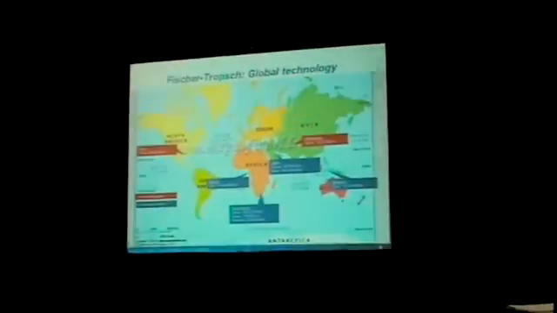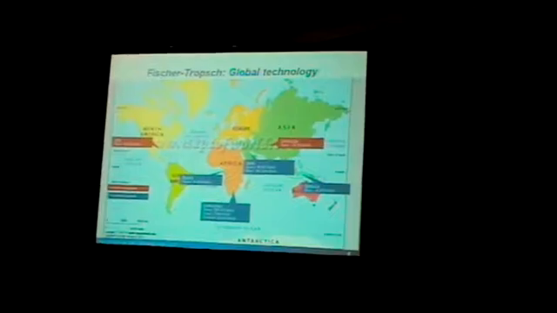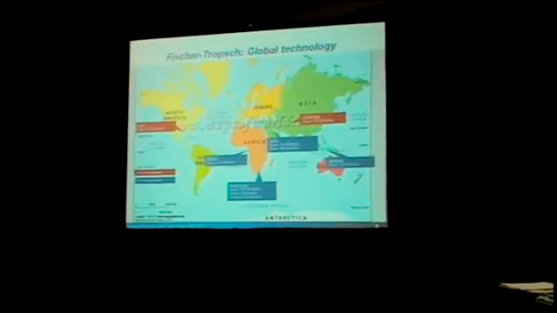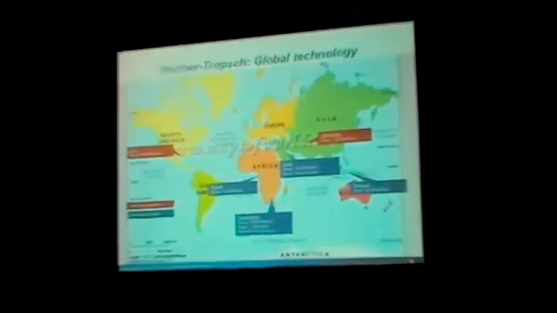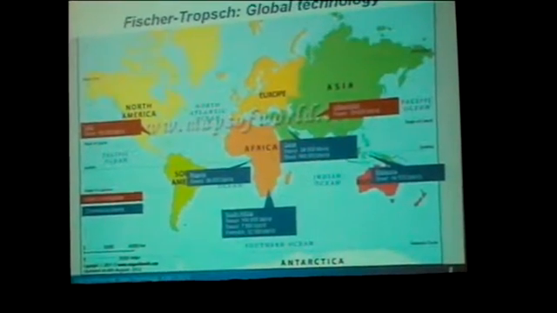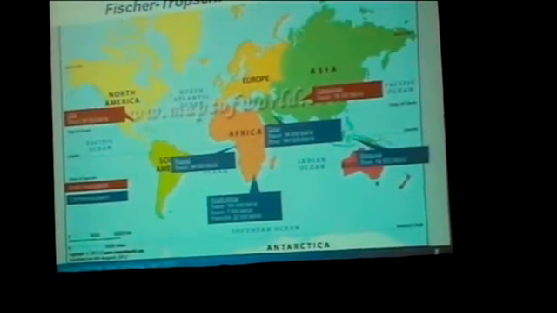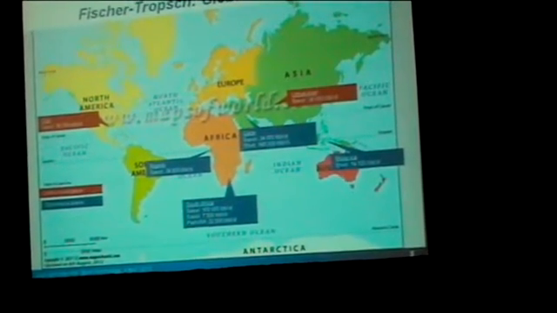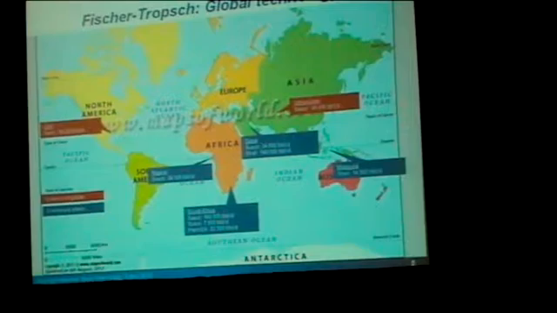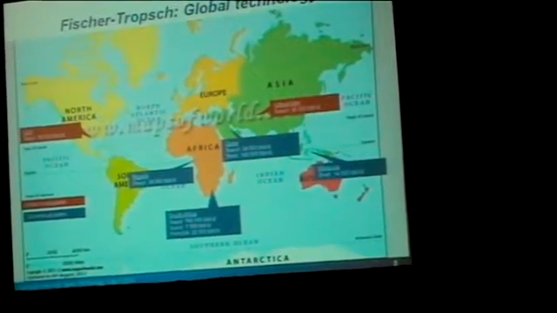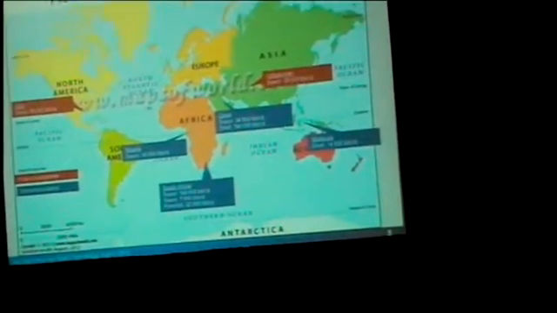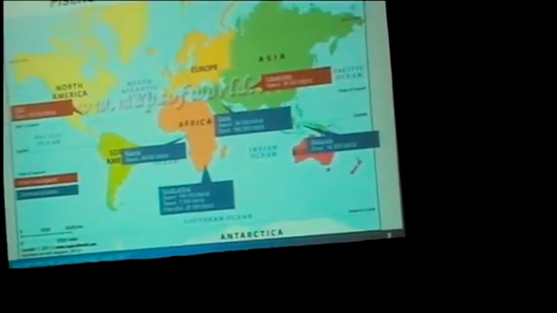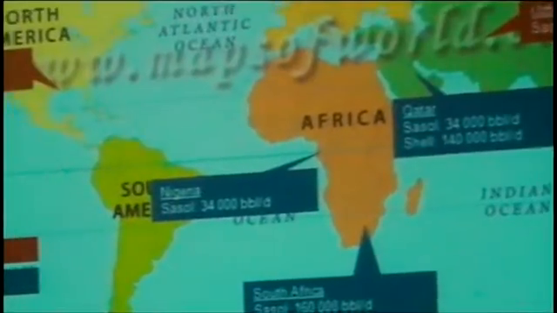Then of course Shell has a GTL plant in Malaysia, based on their fixed bed cobalt technology. And nowadays, of course, Qatar is the GTL capital of the world, with two commercial plants, one from Sasol and one from Shell. The first one started up in 2007, and the latter one in 2011. And we hope that finally the plant in Nigeria that's still being constructed will start up by the end of this year or early next year.